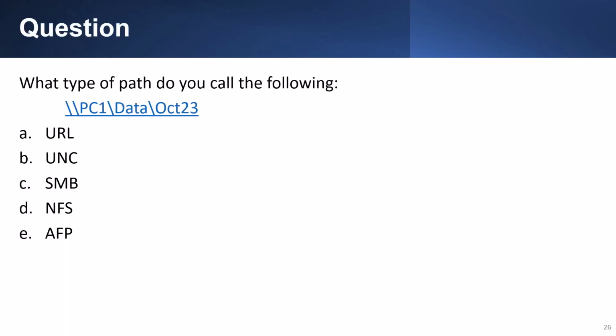Question: what type of path do you call the following? \\PC1\data\OCT23. Answer: Universal Naming Convention, or UNC.